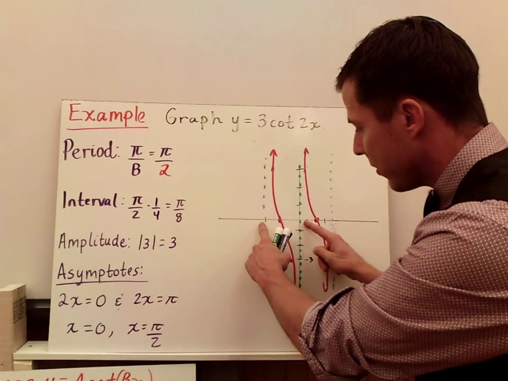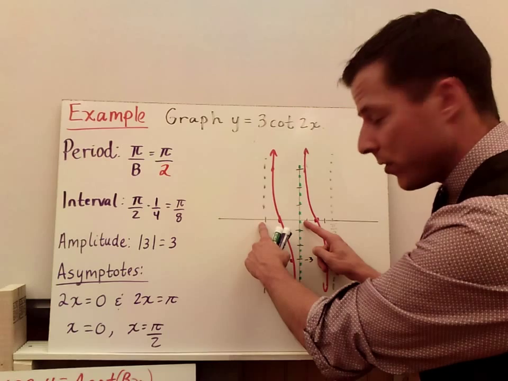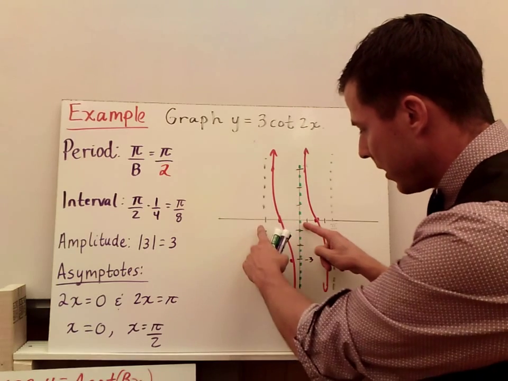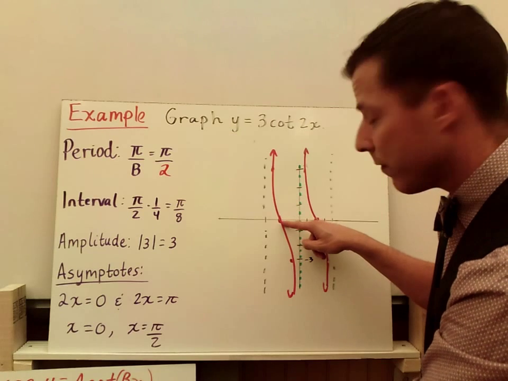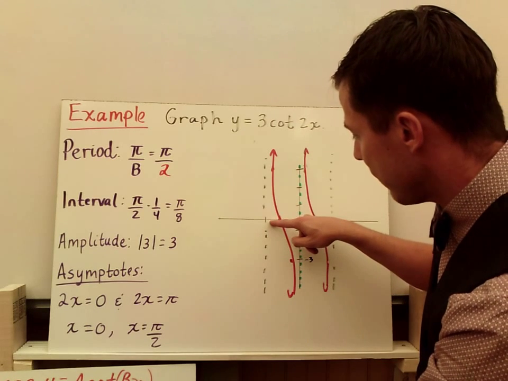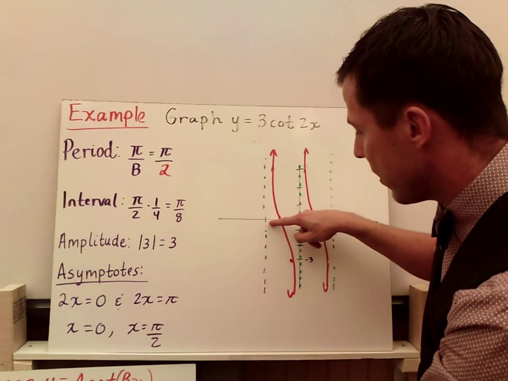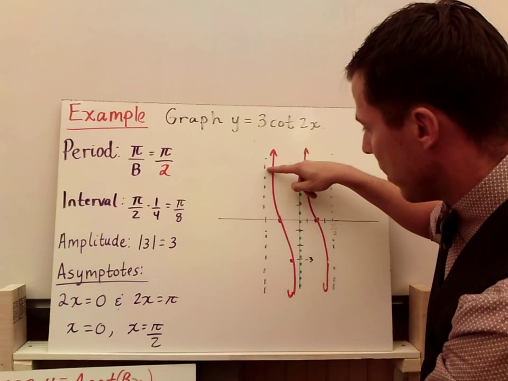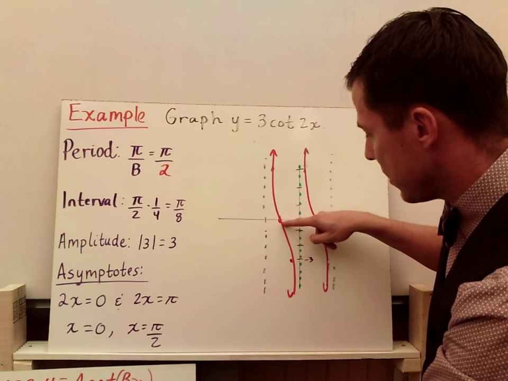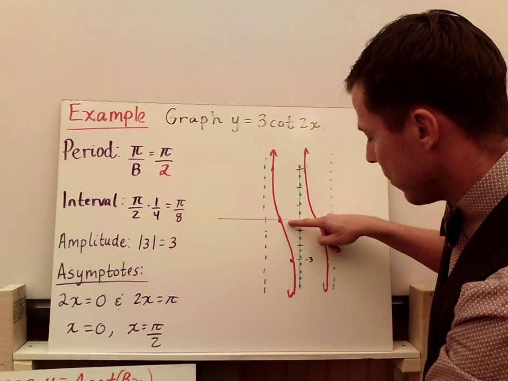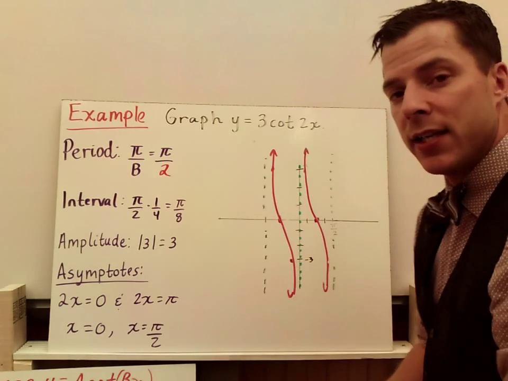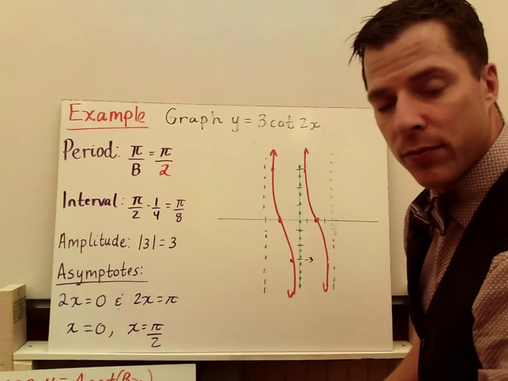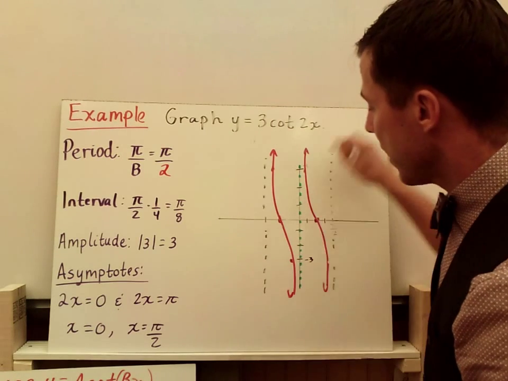So I go from 0 and I went over here. That would be negative pi over 2. Halfway between the asymptotes is the x-intercept, so that's negative pi over 4. Okay, and I go halfway over, or a quarter of the way over, which is a quarter point. I go up to 3, and then to the right of that I go a quarter point, and I go down to -3 and connect it with a smooth curve. So that is my graph of y equals 3 cotangent of 2x.